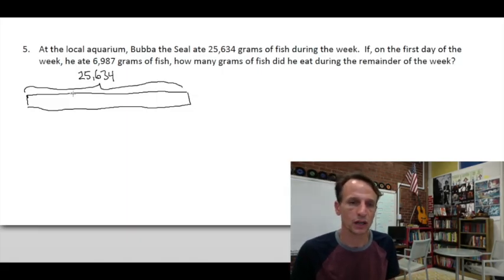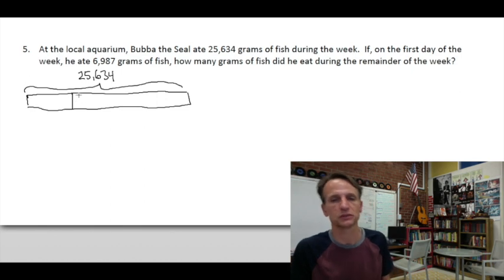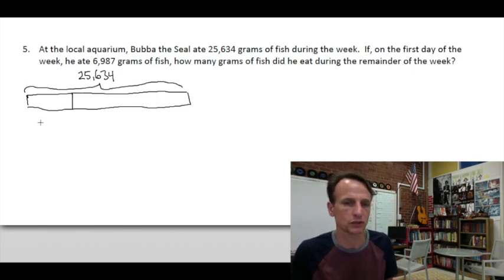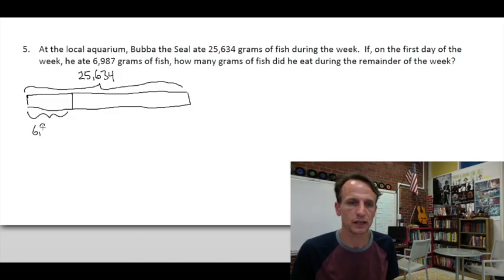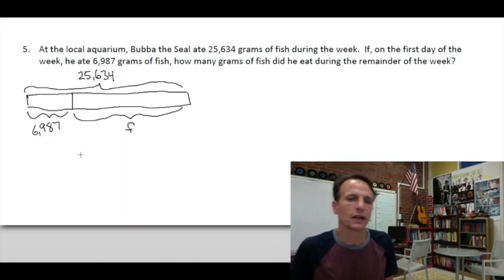And so a portion of that time, and again, don't get caught up in how many days in the week. We're just dividing the week into 2 parts, first day and the rest of the week. Just 2 parts. Okay, so that first day, he ate, must have been hungry that day, 6,987 grams. And what we're trying to find is the balance of the week, the remainder of the week. How much did he eat there? And we'll put F for fish, of course.